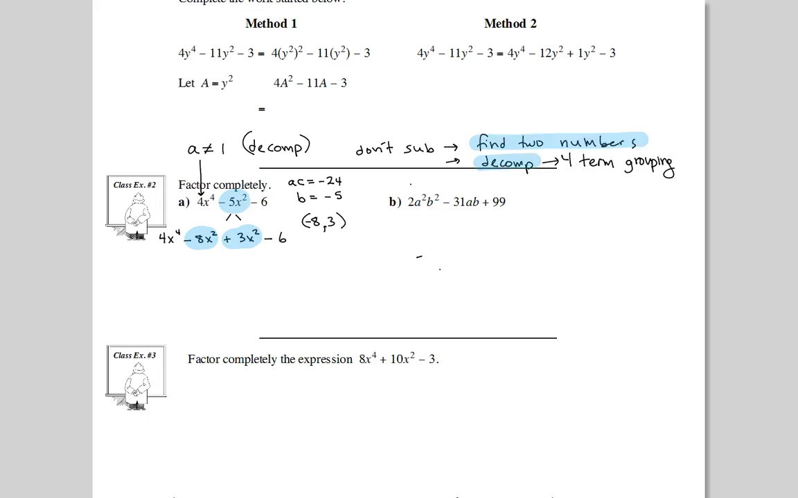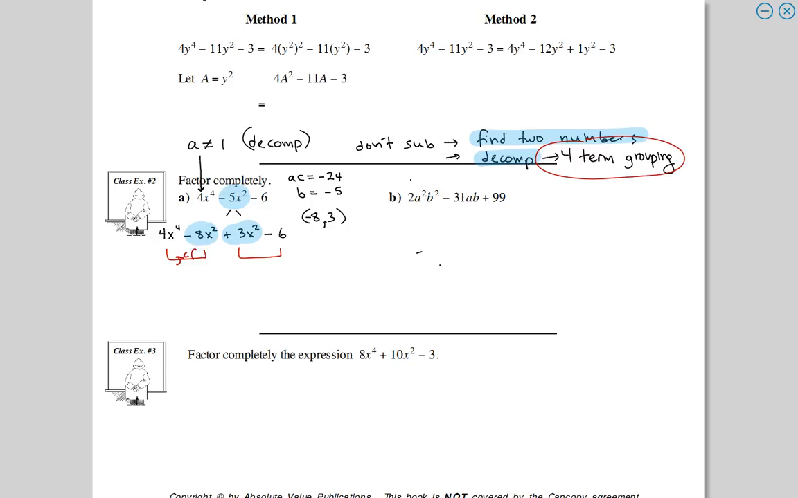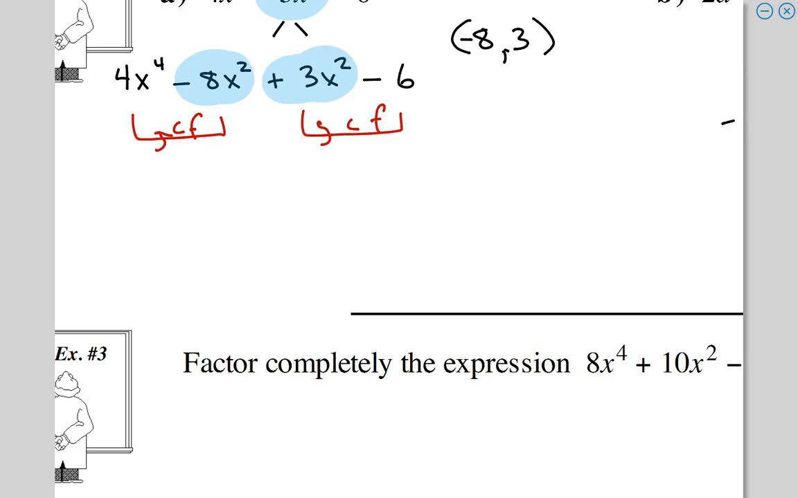Now we got to do the 4-term grouping. So what do I mean by 4-term grouping? That's this stuff, where you find these GCF pairs. So the GCF in the first pair, 4x squared. Good. And when we do it this way, you don't even need a substitution. It's just going to work out for us.